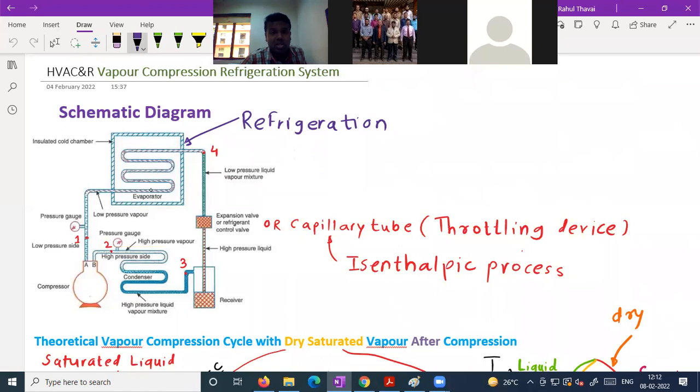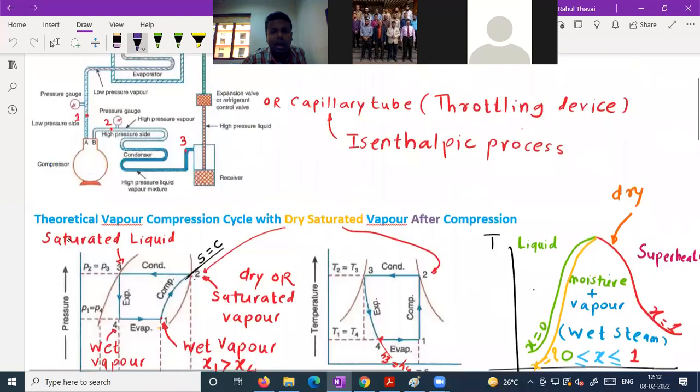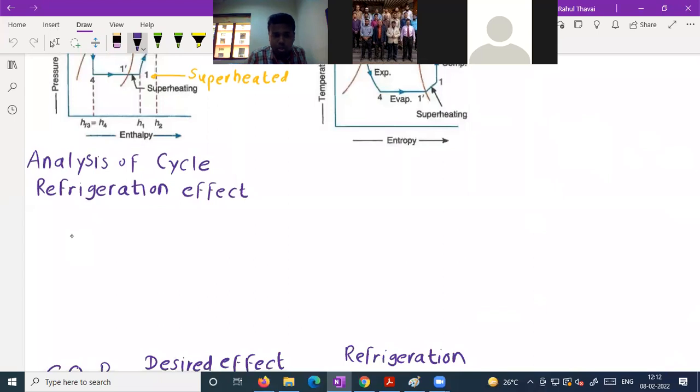When you measure the enthalpy at point number 4 and the enthalpy at point number 1 and take the difference, the refrigeration effect is nothing but the difference between the enthalpy at point 1 and the enthalpy at point 4. From 4 to 1, it's the evaporation. As you can see on the PH diagram, the value of H1 is greater than H4. So H1 minus H4 is the refrigeration effect.